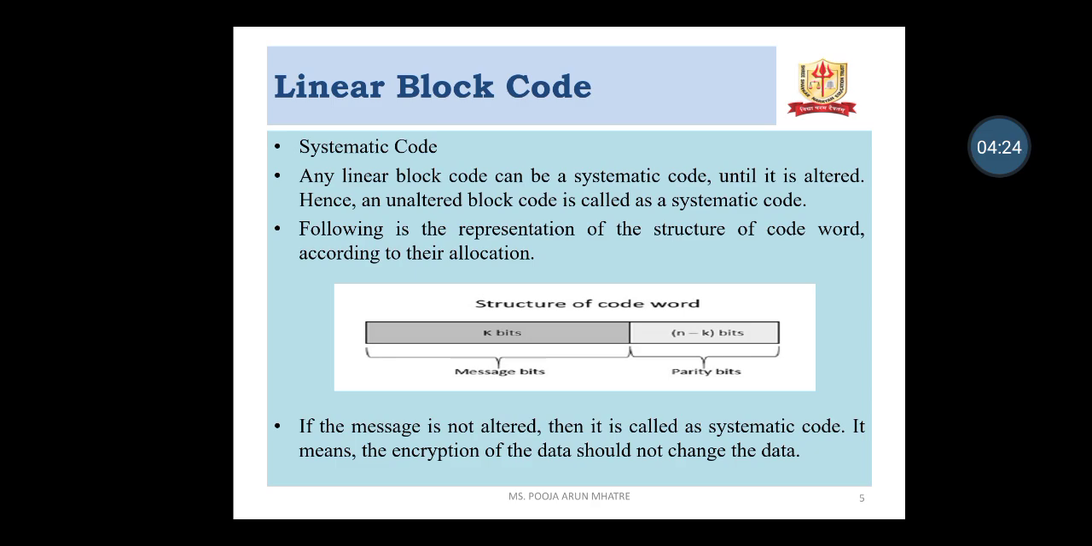The following is the representation of the structure of the code according to their allocation. That means the left is for the message bits and the right is for the parity bits. So if the message is not altered, then it is called a systematic code. It means the encoding of data should not change the data.